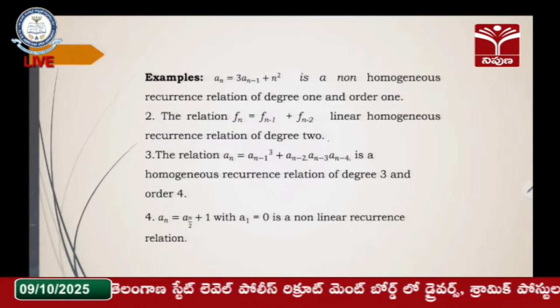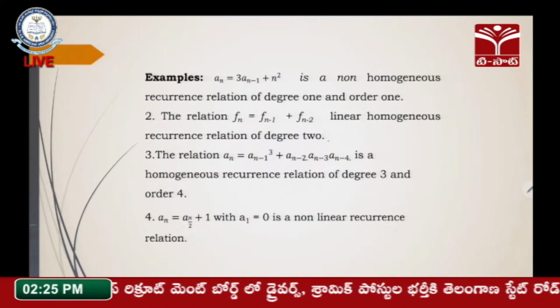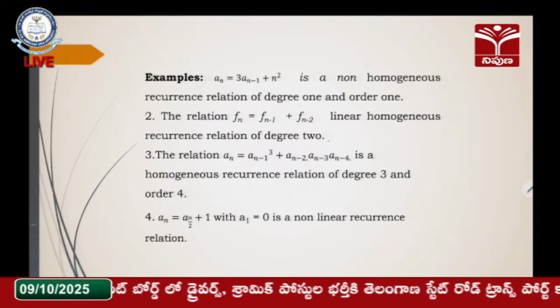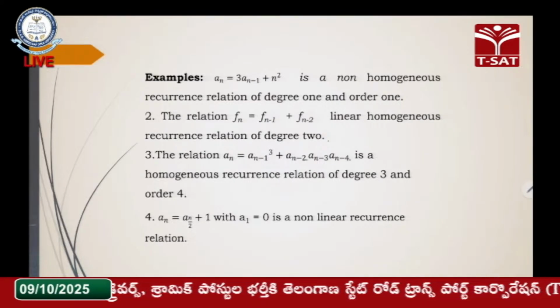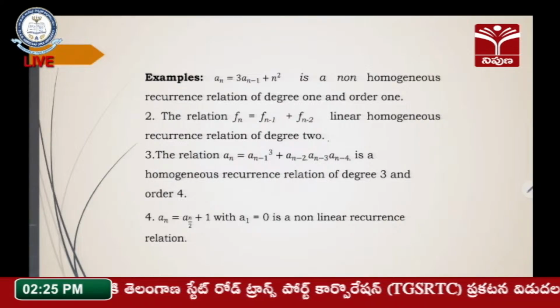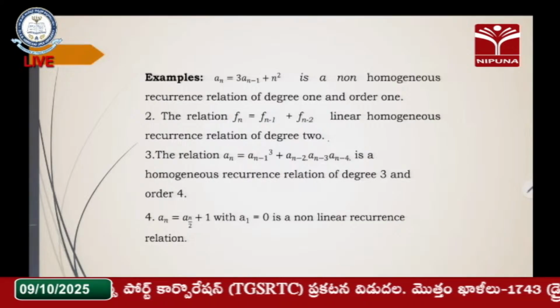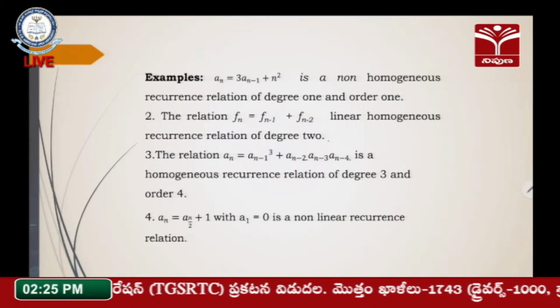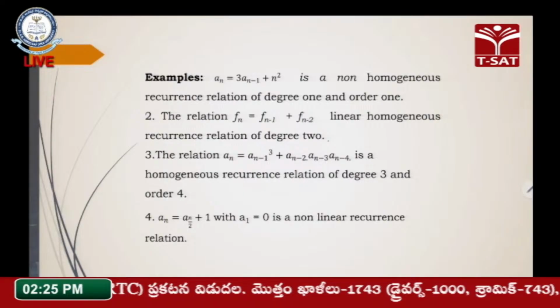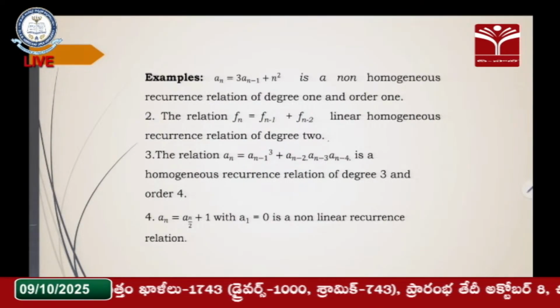So, how do you define recurrence relations of higher degree? Suppose you take a_n equal to a_(n-1) whole squared plus a_(n-2) times a_(n-3) times a_(n-4), which is a homogeneous recurrence relation of degree 3 and order 4. Suppose you take a_n equal to a_(n/2) plus 1 with a_1 not equal to 0, it is a non-linear recurrence relation.